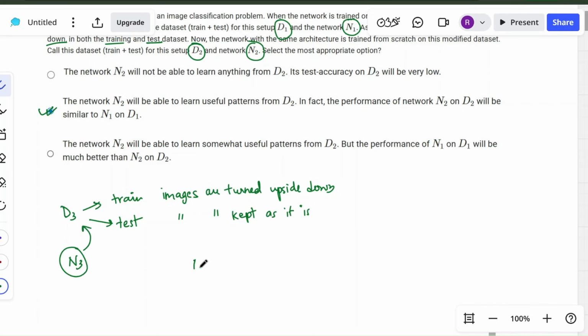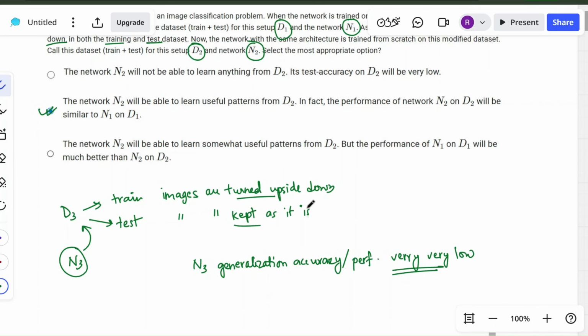Then we can say that N3's generalization accuracy or performance will be very, very low. Why is it very, very low? Because in the training data set, images are turned upside down, but in the testing data set, it is as it is. So the distribution of training and testing data is different. Whereas the whole of machine learning, the whole of deep learning assumes that the training data set and the test data set are coming from the same distribution, which is violated here, right?